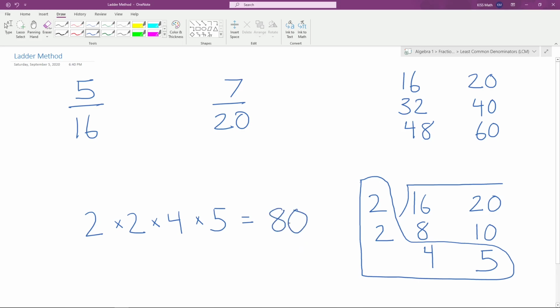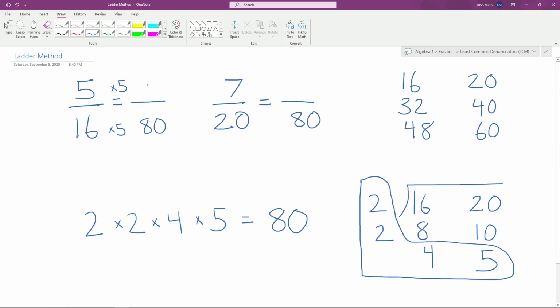So now this is your least common denominator, and we know what the bottom number needs to be. So this would be 5 over 16 would be something over 80. And for 7 over 20 would also be something over 80. And so we have to multiply 16 by 5 in order to get to 80. So we do the same for the numerator.